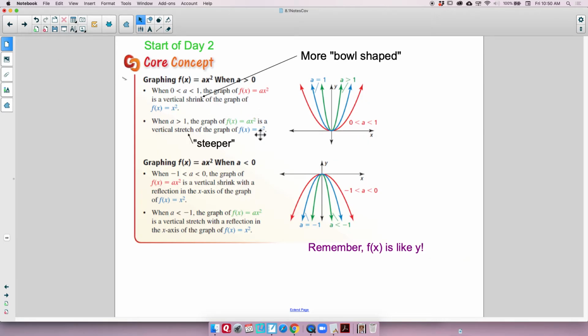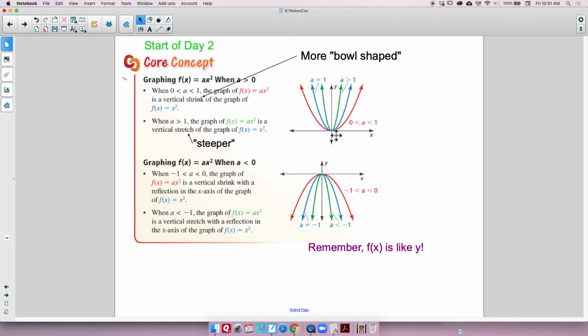Okay, so now let's get into a little bit more specifics, and we've already kind of talked about this, but here's the situation when we're graphing f of x equals ax squared where a is greater than 0. So we're talking about a positive number. It could be a positive number that's less than 1, like 1/2 or 3/4 and so forth, or it could be something that's bigger than 1, like 1.5 or 2 or 10 or 20. Okay, so when a is between 0 and 1, meaning a fraction, like 1/2 or 3/4 or 2/3, but positive, the graph of that is going to be a vertical shrink of f of x equals x squared.